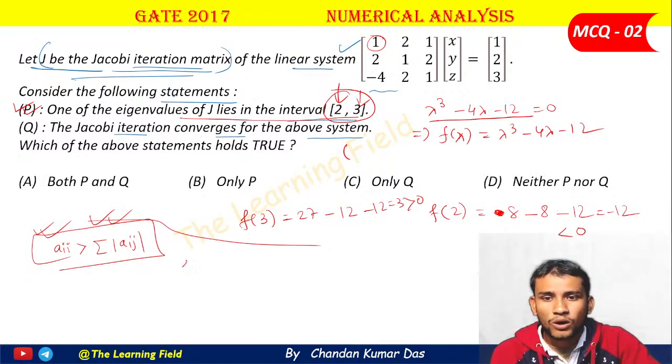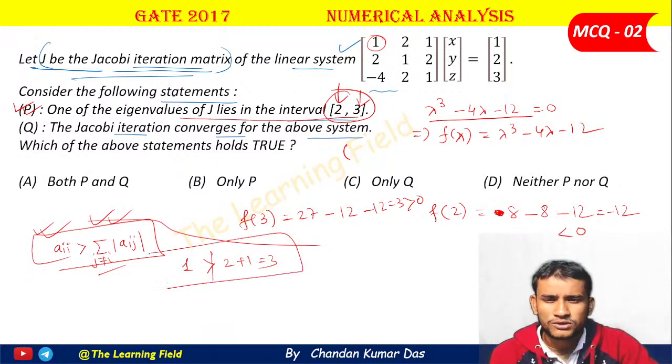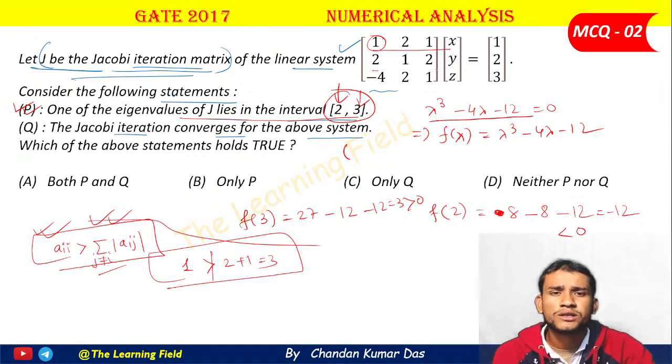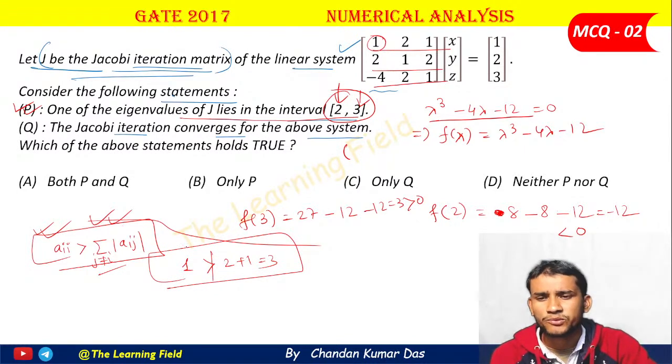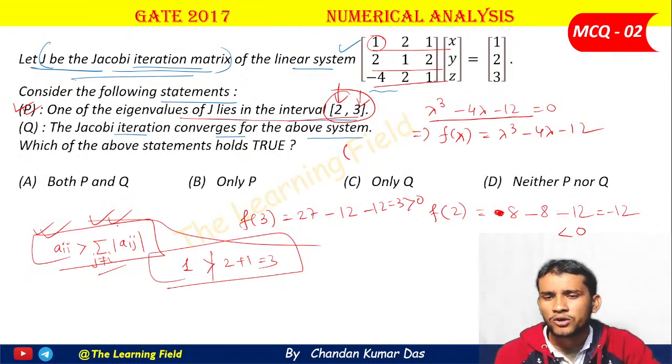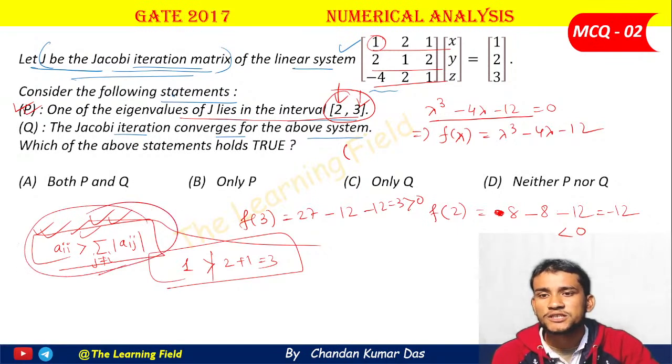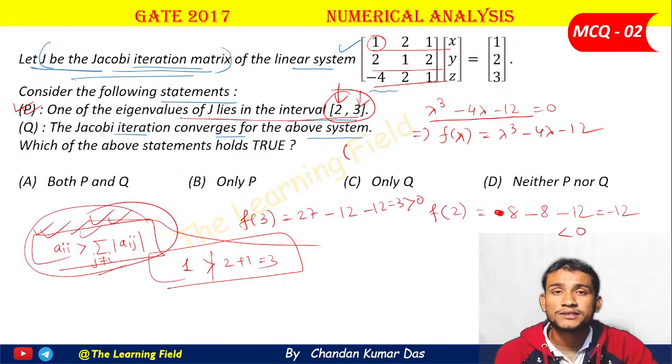So check. For the first row, a_ii means 1, and the summation of a_ij, with j not equal to i, is 2 plus 1, which equals 3. So 1 is not greater than 3, and this is false for the first row. Since the first row is false, you don't need to check the second row and third row, you don't need to proceed further. So this is not satisfied. This is the condition of convergence for the Jacobi iteration method as well as the Gauss-Seidel method. This is the condition of convergence.